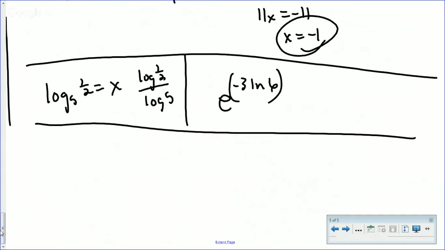Okay, word problems. Carbon-14 has a half-life of 5,730 years. What equation would model this? How long would it take to take 100 grams to 40 grams? How much of 100 grams would be left after 2015 years?